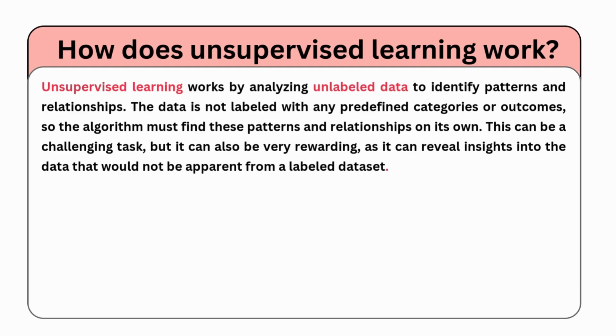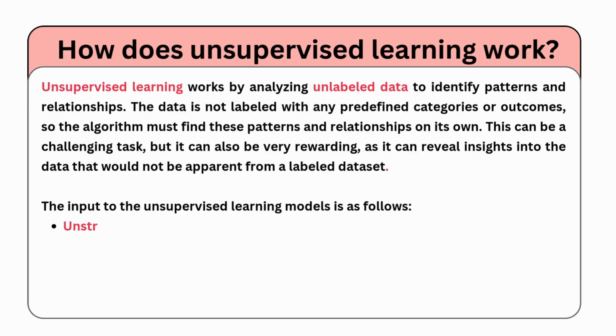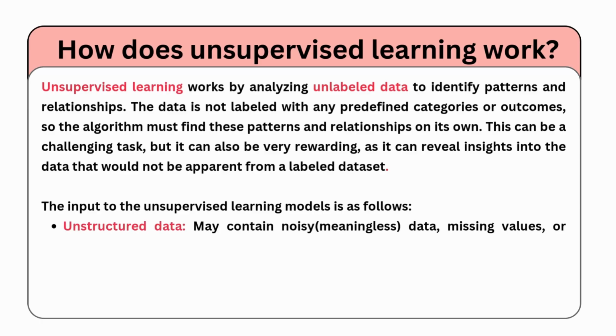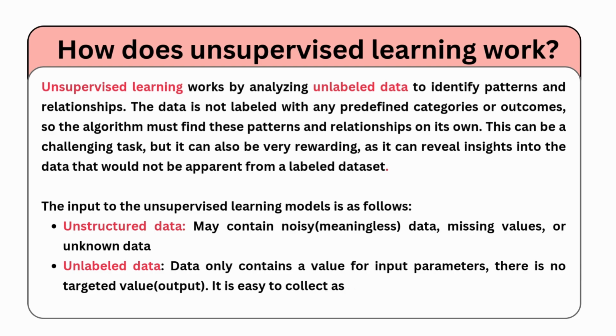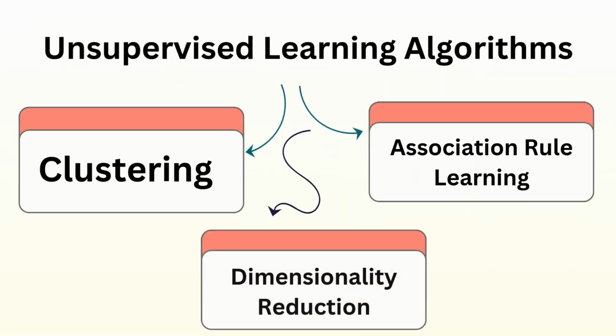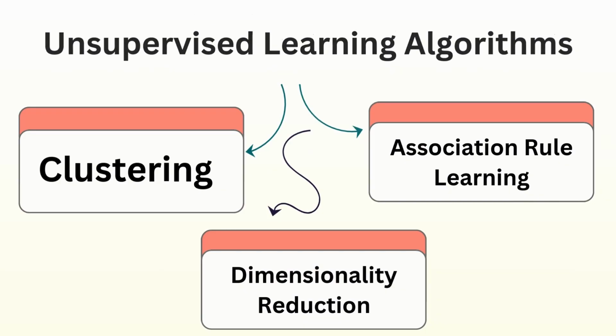The input to the unsupervised learning model is as follows. Unstructured data may contain noisy, meaningless data, missing values, or unknown data. Unlabeled data: data only contain a value of input parameter. There is no target value output. It is easy to collect as compared to labeled data in the supervised approach. Unsupervised learning algorithms can be grouped into three parts: clustering, association rule learning, and dimensionality reduction.